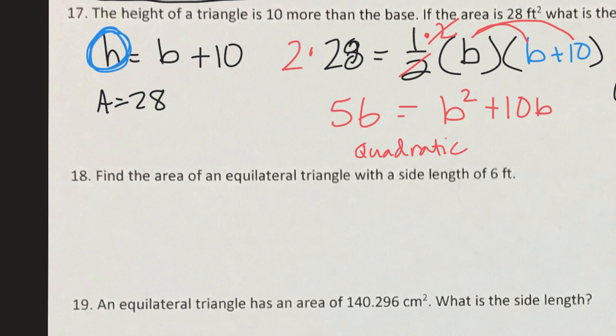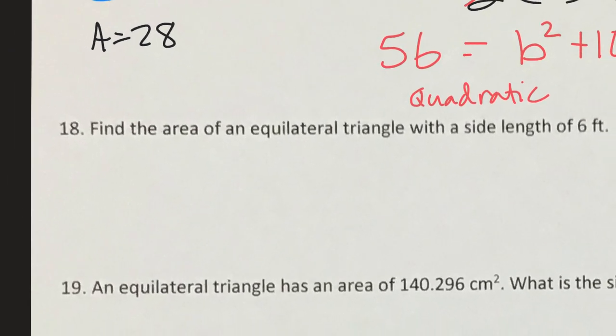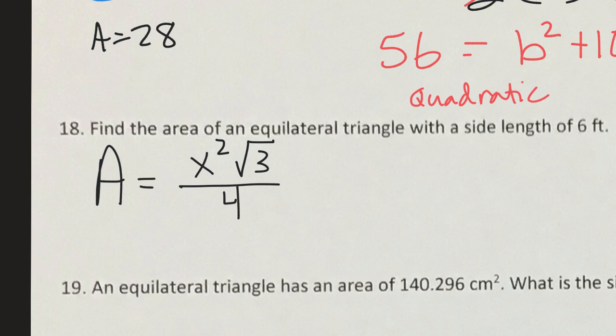Okay, number 18, find the area of an equilateral triangle with a side length of 6. There is a formula that I asked you to memorize for the area of an equilateral triangle, and that's x squared times the square root of 3 over 4, where x represents your side length. That is a specific formula for an equilateral triangle only, and it makes this calculation so simple.